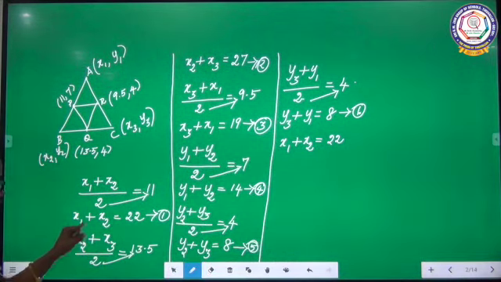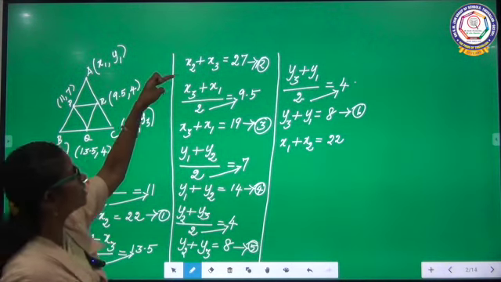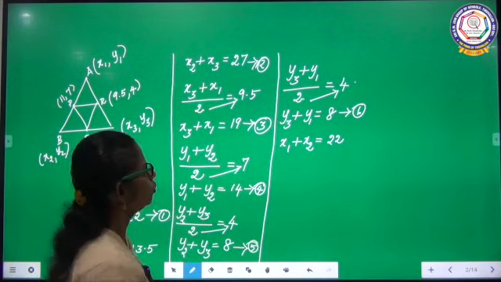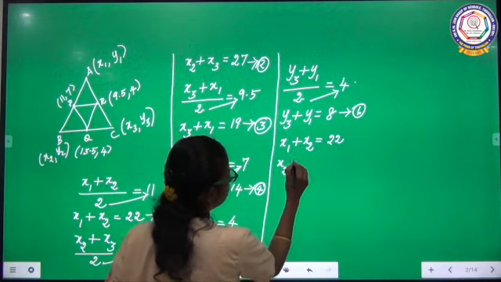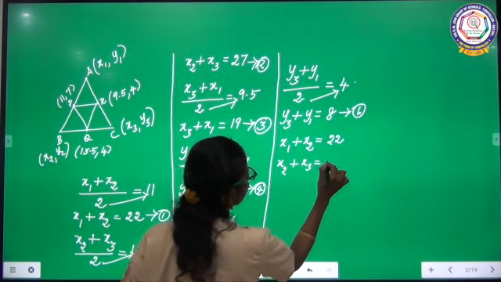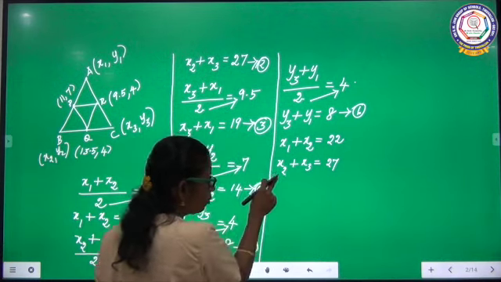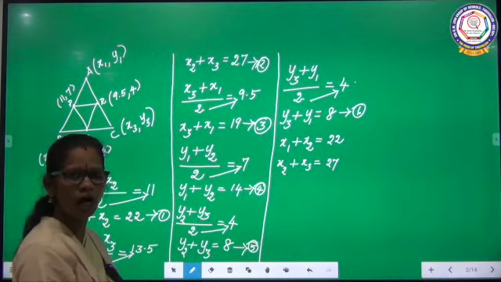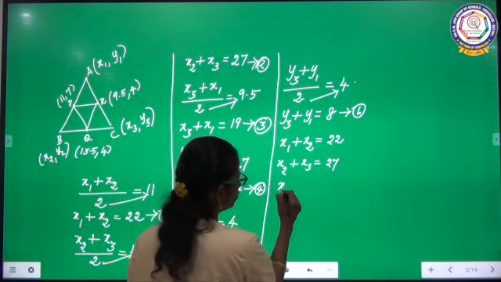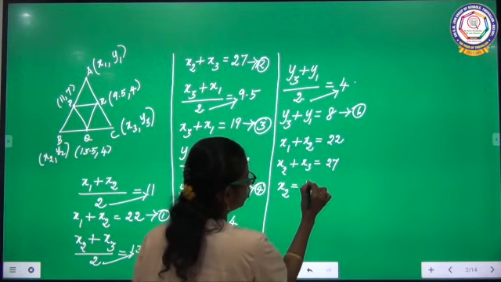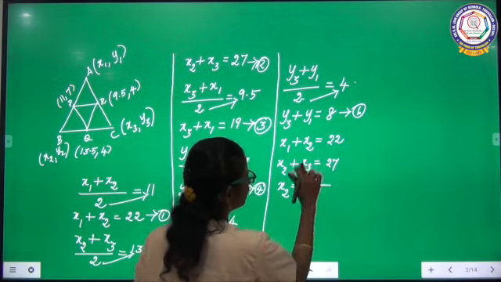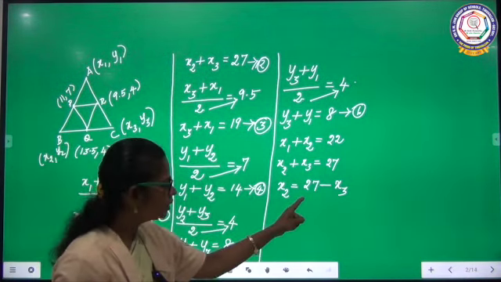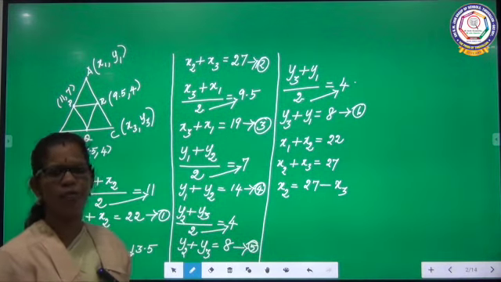First equation I took x1 plus x2 equal to 22. The second equation, what I am going to do, you see, x2 plus x3 equal to 27, right? I am going to keep x2 alone in the left hand side. The x3 I am going to shift to the opposite. What I can get? x2 equal to 27 minus x3. The plus moves that side, so it becomes negative.